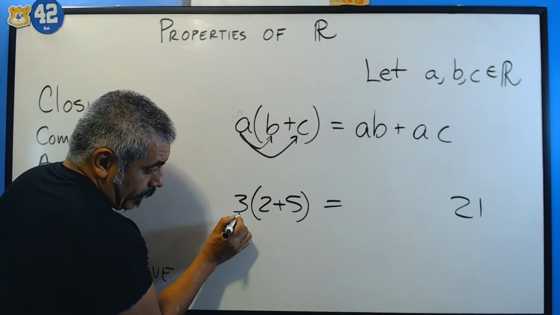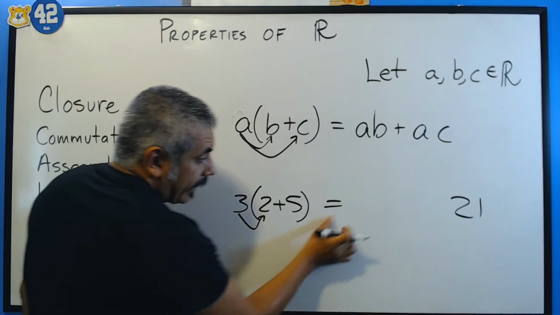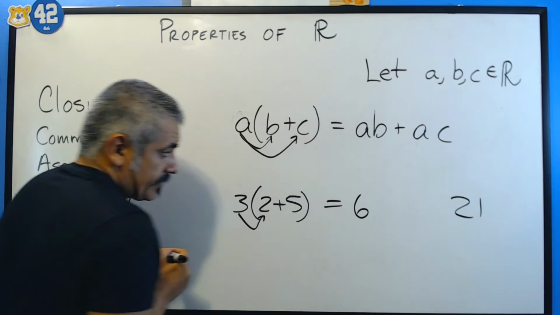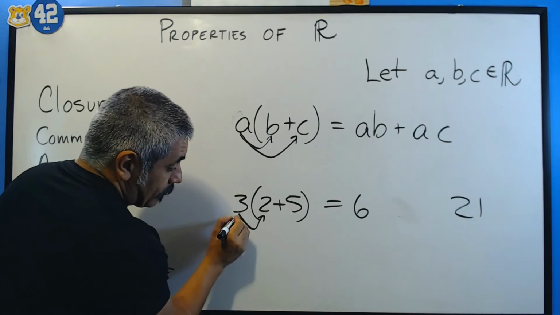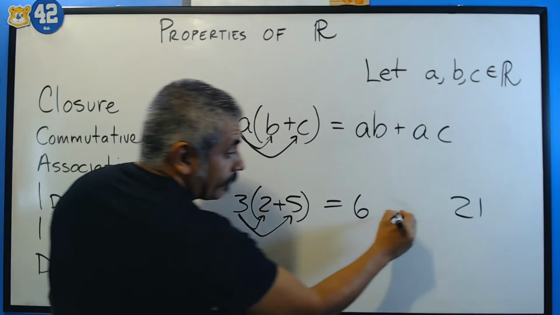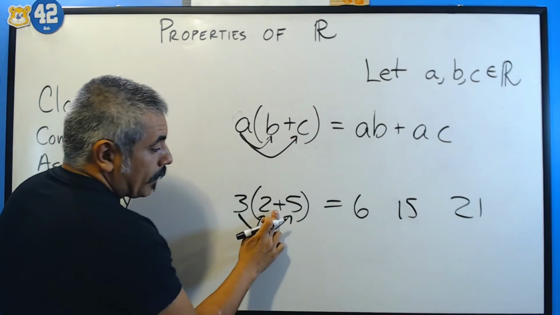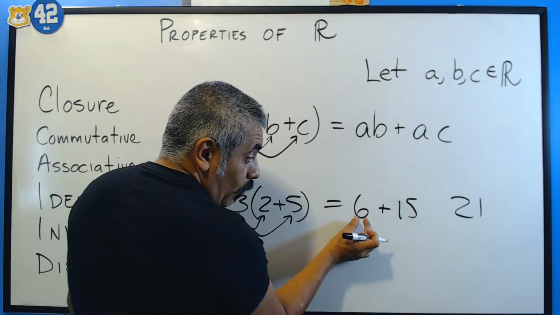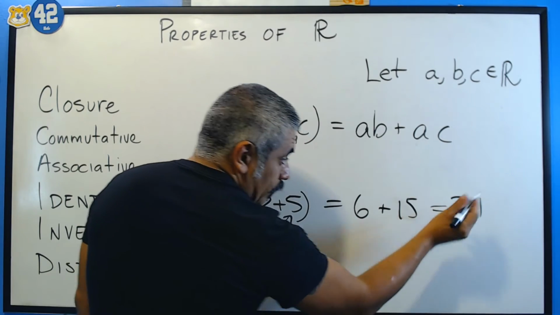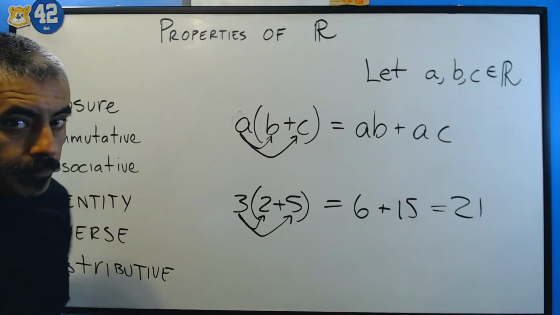First, we're going to multiply 3 times 2. And we're going to get 6. So I'm going to put that here, 6. Then I'm going to do 3 times 5, and I get 15. And there's a plus sign in between, so I'm going to put a plus. And we know that 6 plus 15 equals 21, so the distributive property holds.